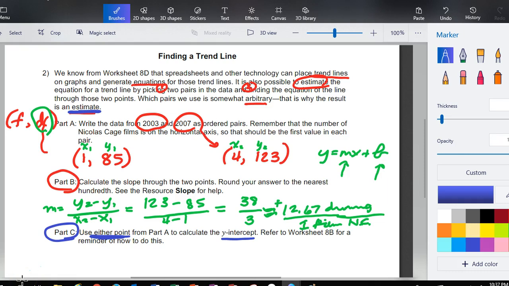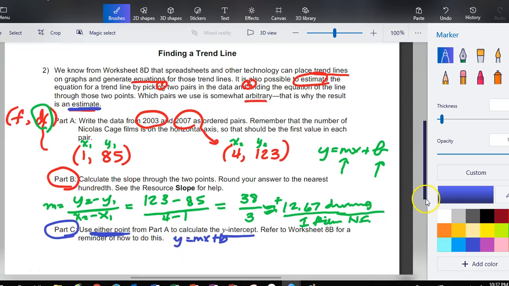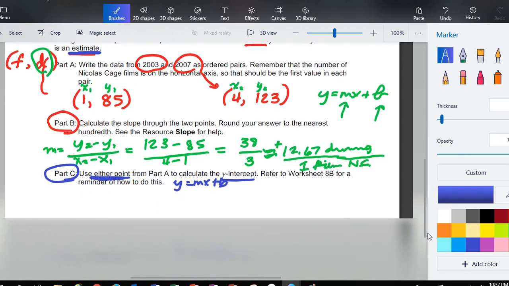So looking at this, I'm going to go ahead and write down y equals mx plus b. I'm going to be a little lazy here, and I'm going to pick the smallest point that we have, and the smallest point is this one. It does not matter which. It says use either. And so I'm going to put my y here, my slope value here, my x here, and b here.